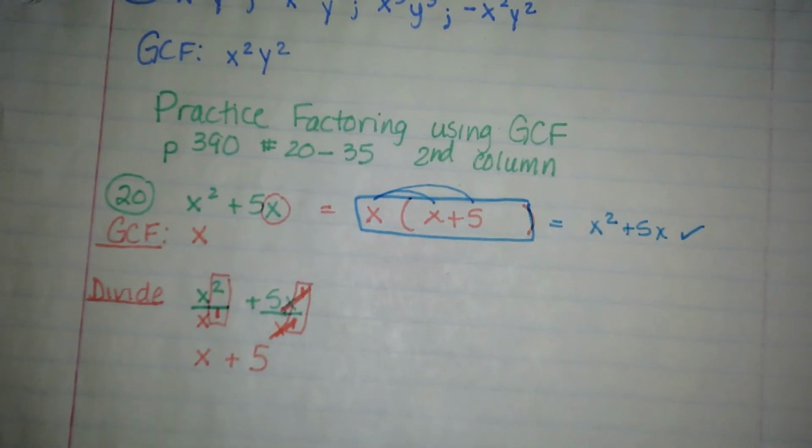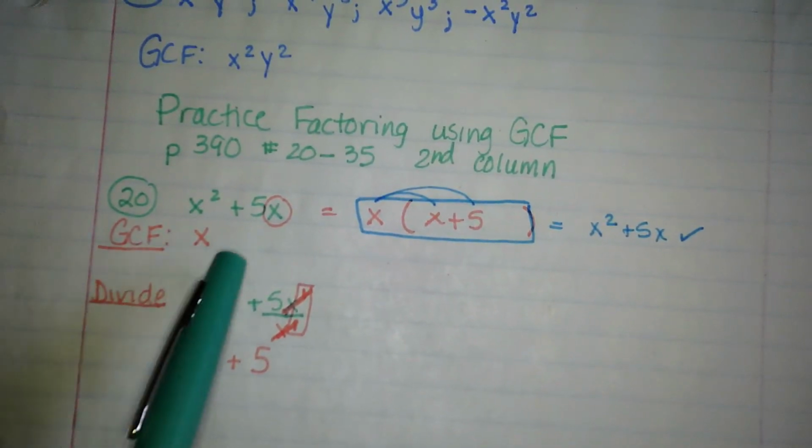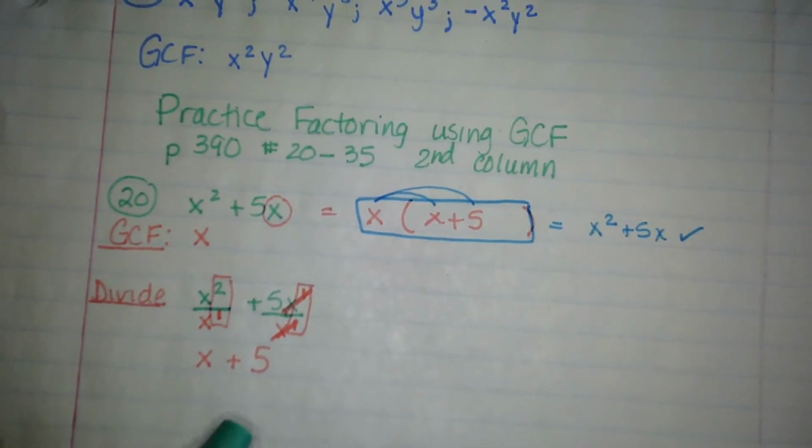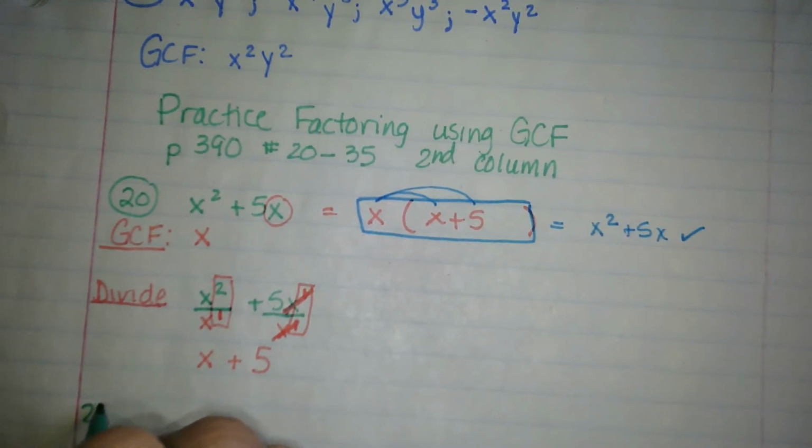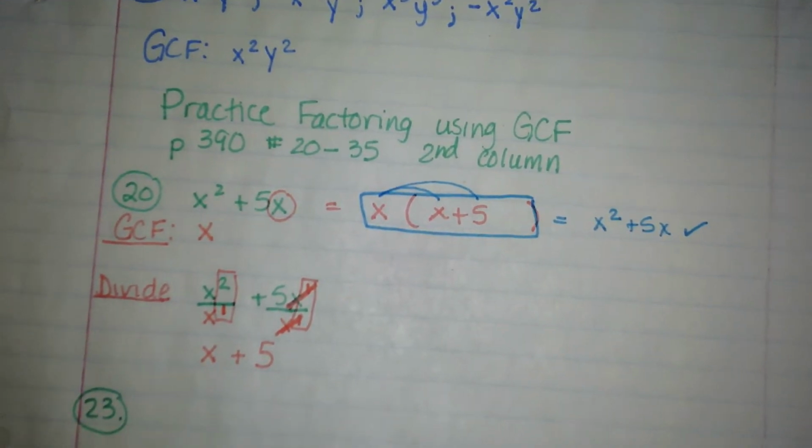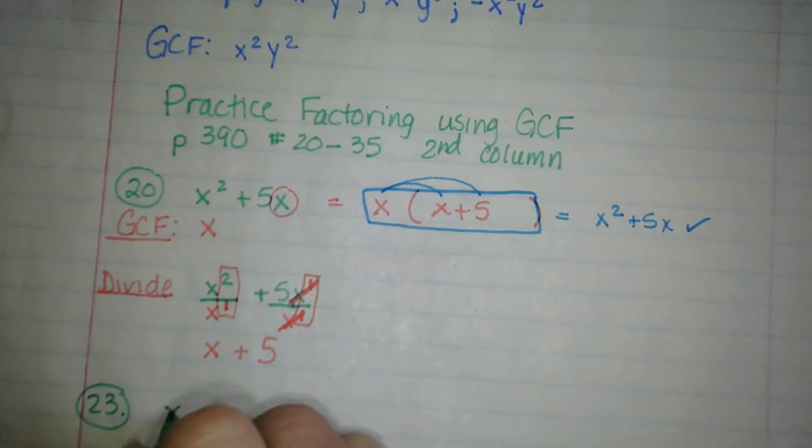I'm factoring GCF by finding the GCF, then dividing it. Whatever you get when you divide goes back inside the parentheses. Let's take a look at the next one, which is 23. For 23, the question is x to the third plus 6x squared.